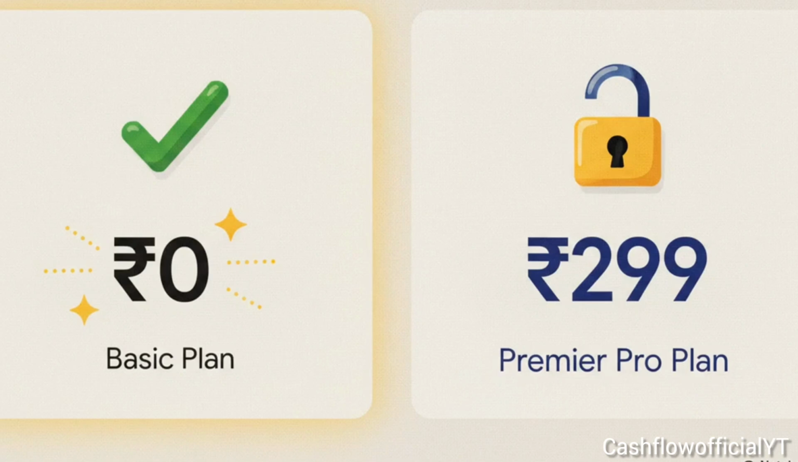During the setup, you'll be asked to choose a tier. Now, there is a Premier Pro plan with a $299 fee that gives you lower margin rates for advanced trading, but honestly, if your goal is simply setting up mutual fund SIPs to harness that compounding interest, the zero-cost basic plan is absolutely perfect for you.